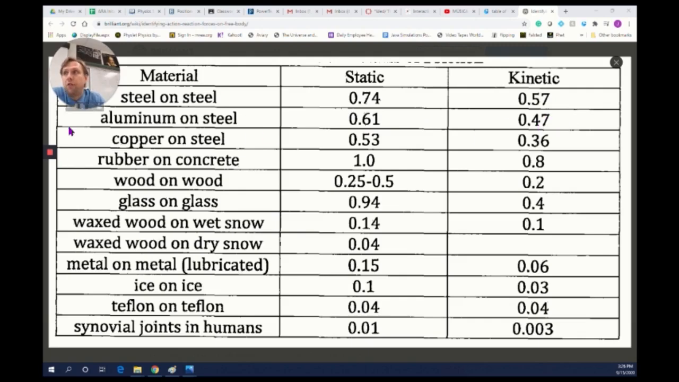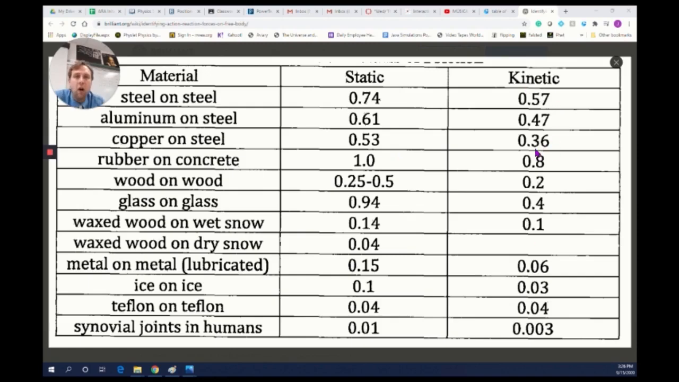We have the two surfaces over here, and notice it's always two surfaces. Steel on steel, aluminum on steel, copper on steel, and you can find different surfaces and get their coefficients of friction when those two different surfaces rub together. There's a certain coefficient of friction, and it is bigger for static than for kinetic.